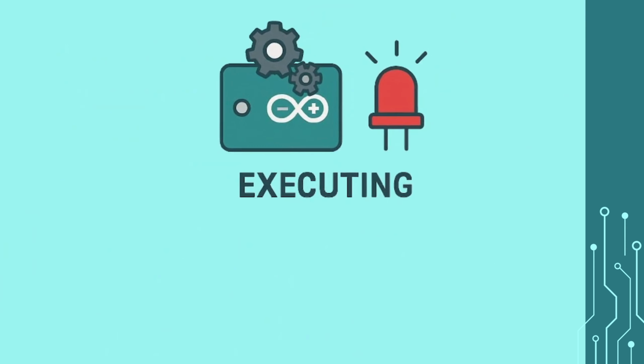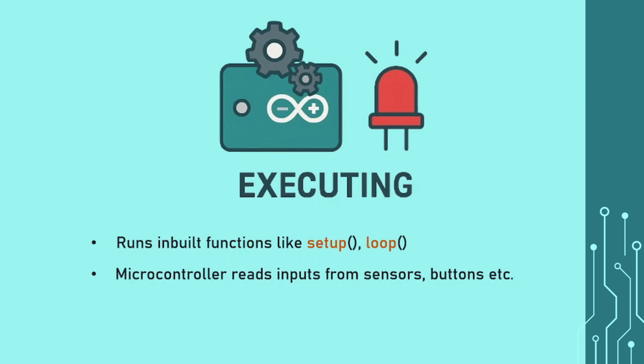In the fourth step, the Arduino board executes the code. Once uploaded, the Arduino automatically starts running the code from the beginning. It runs the setup function once and then loops through the loop function again and again until powered off. The microcontroller acts like a tiny computer and it reads the inputs, executes logic, and then controls outputs like turning LEDs on or off and controlling motors, etc.